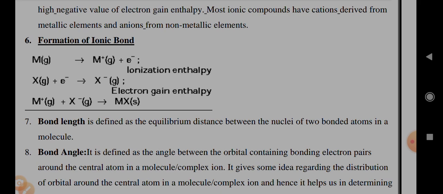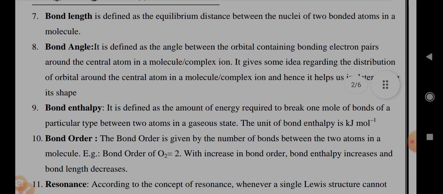Bond length is defined as the equilibrium distance between the two nuclei of two bonded atoms in a molecule. Bond angle is defined as the angle between the orbitals containing bonding electron pairs around the central atom in a molecule or complex ion. It gives some idea regarding the distribution of orbitals around the central atom in a molecule or complex ion, and hence it helps us in determining its shape.